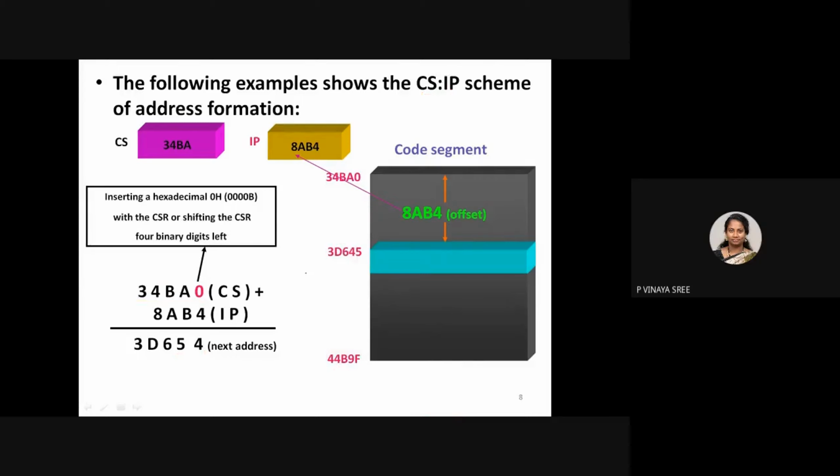Let us consider CS equals A2EF, and the corresponding offset register IP equals 123A. Calculate the physical address. A2EF is the code segment and the IP is 123A. Calculate the physical address.